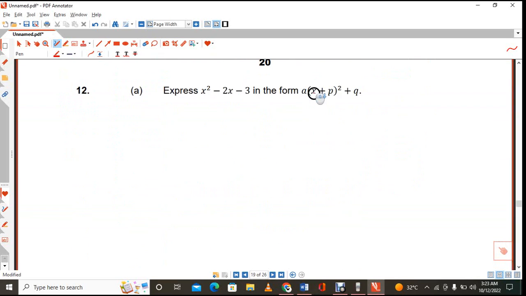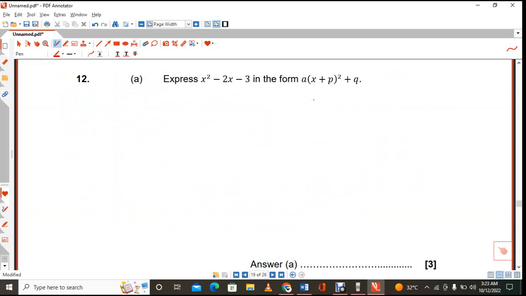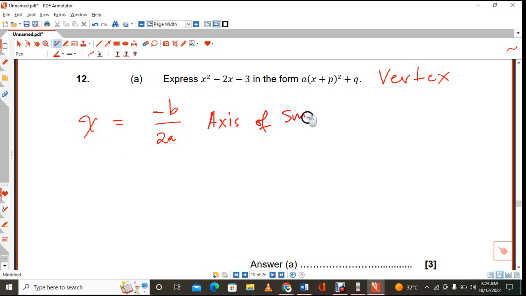Express x squared minus 2x minus 3 in the form a times (x plus p) all squared plus q. That's basically vertex form. And you know, vertex form is going to help you quite a lot with graphs in order for you to have an appreciation of that. Well, in any case, you can use x equals minus b over 2a. This is the axis of symmetry.